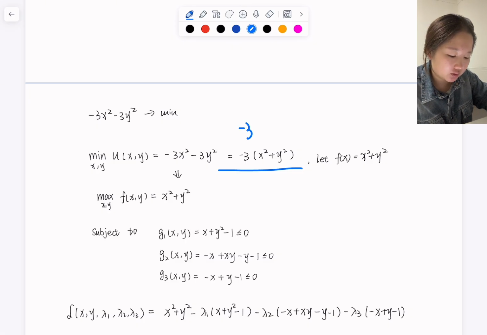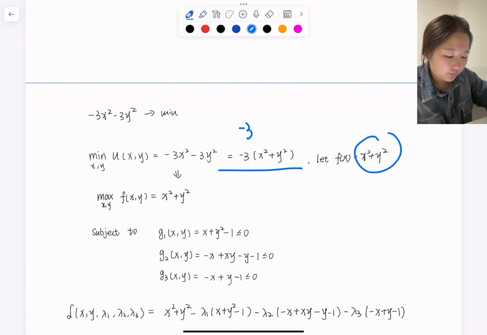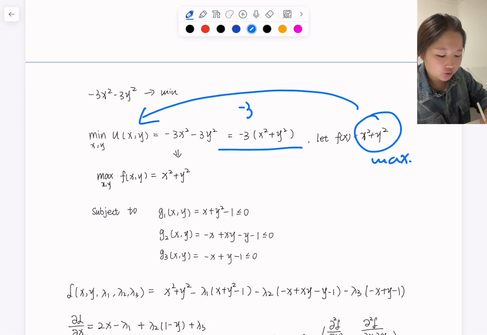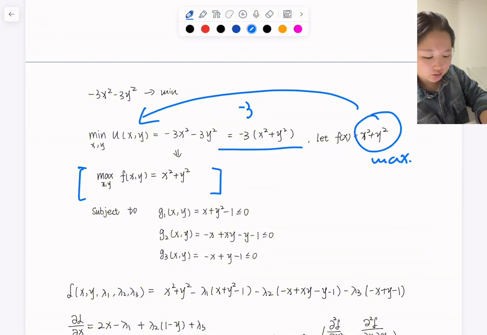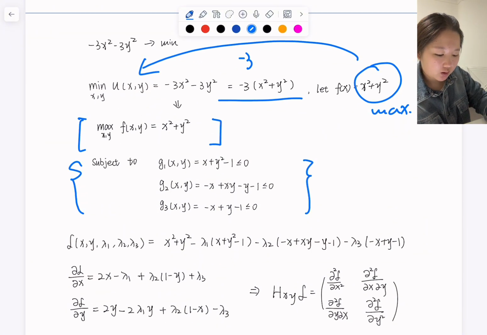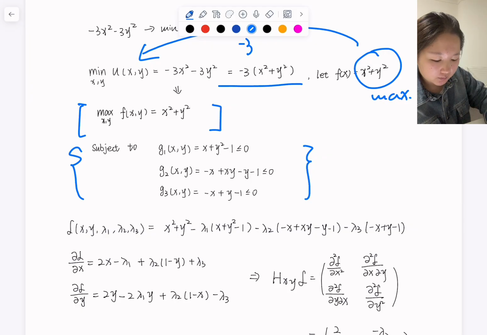It's a negative constant. So we can find the maximum of x squared plus y squared in order to find the minimum of the initial function. So my question turns to this form. And my constraints need to be rewritten. It should be in this form: g(x) equals the left hand side, no greater than 0.